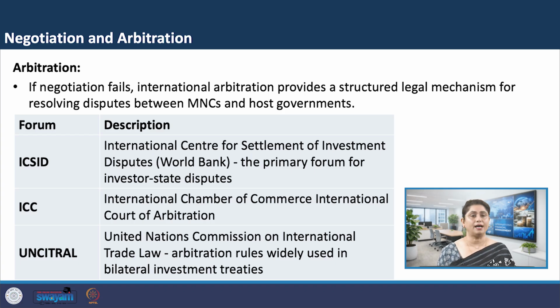The next is the ICC, that is the International Chamber of Commerce. Its International Court of Arbitration is another widely used forum, particularly for commercial disputes that have a country risk dimension. And the last is UNCITRAL, that is the United Nations Commission on International Trade Law. It provides arbitration rules that are widely incorporated into bilateral investment treaties and can be used in ad hoc arbitration.